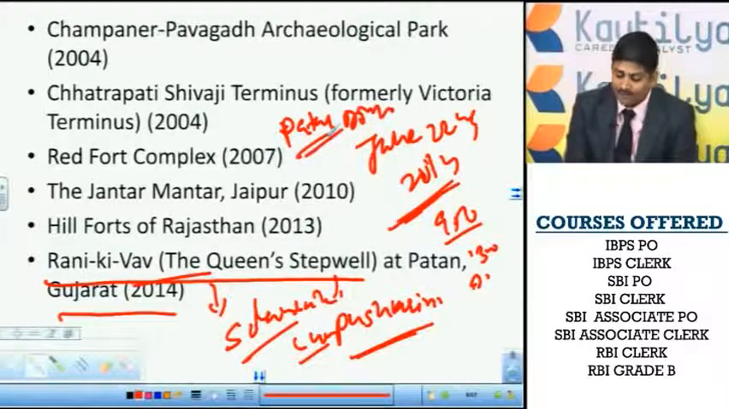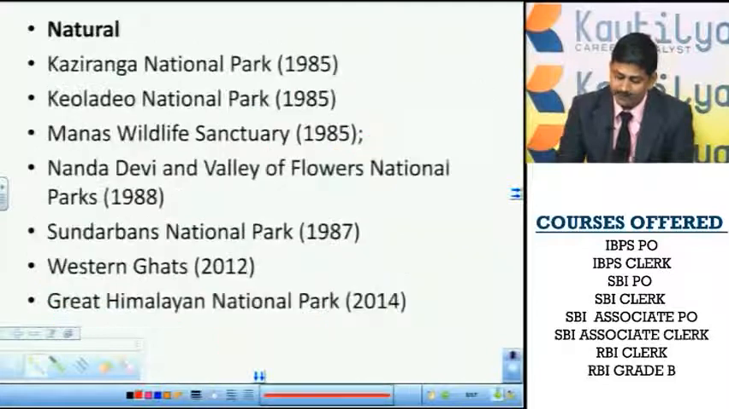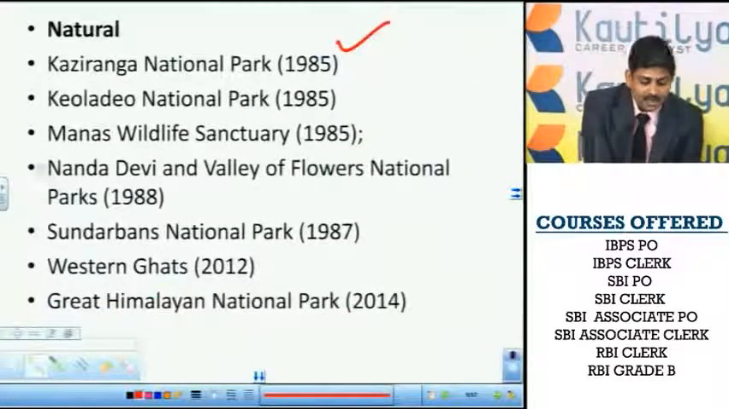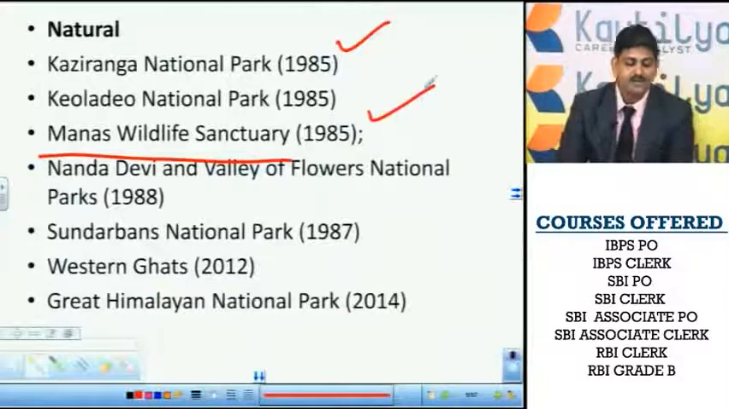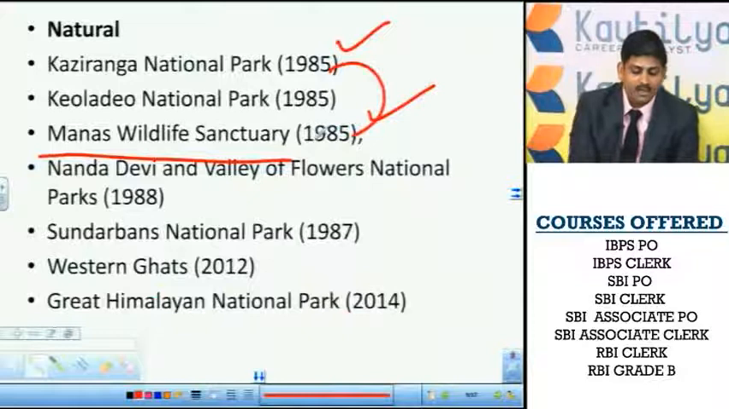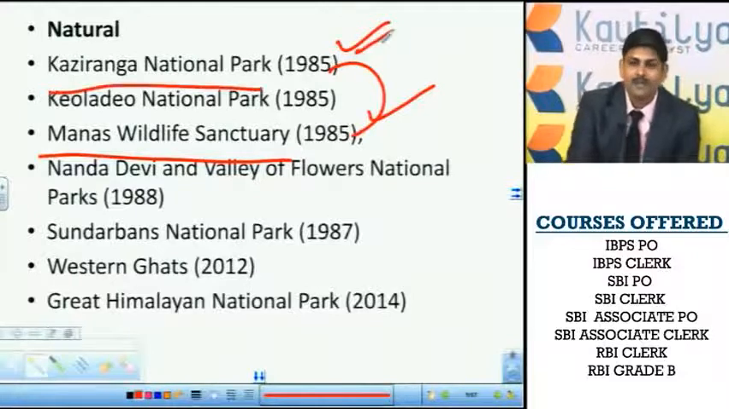Apart from this, some natural sites are also there in India. Kaziranga National Park is in Assam, and Manas Wildlife Sanctuary is also in Assam. Both these, Kaziranga National Park and Manas Wildlife Sanctuary, are in Assam. Kaziranga National Park is famous for the rhinoceros.